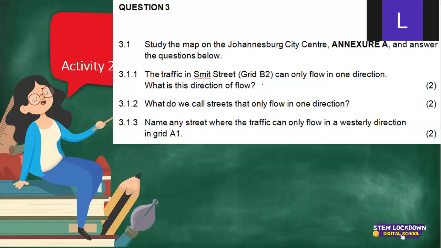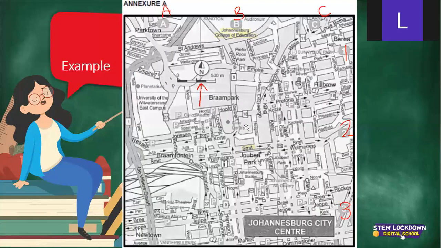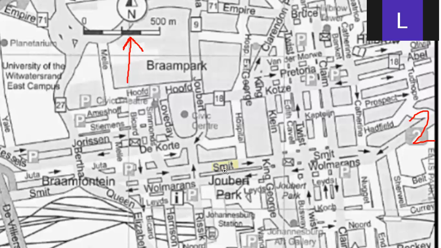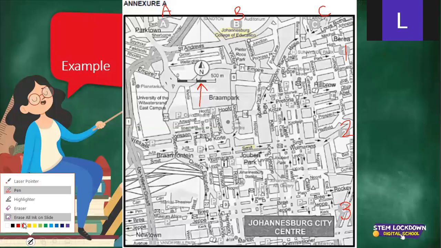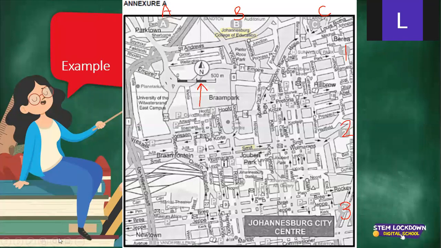So let's go on B. There's B2, which is there. Let me just magnify the map. So there's B2. So this is B2. Okay, hopefully you can see Smith Street. Okay, maybe you might not see Smith Street. Let me just underline it for you. Okay, Smith Street. Just give me a second. Okay, there's Smith Street.